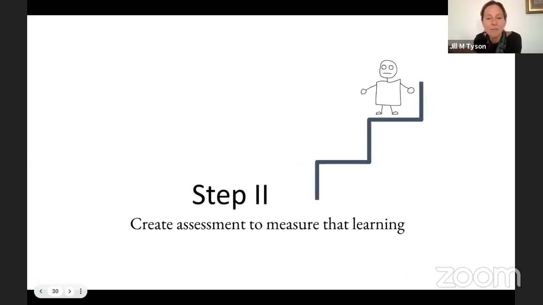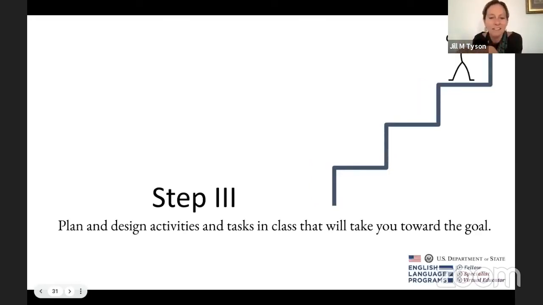And then after that, we think about the assessment. How are our students going to show me that they know and understand and can do these things? So you think about the assessment first, and then after that, you can fill in the tasks and activities that are going towards that goal.